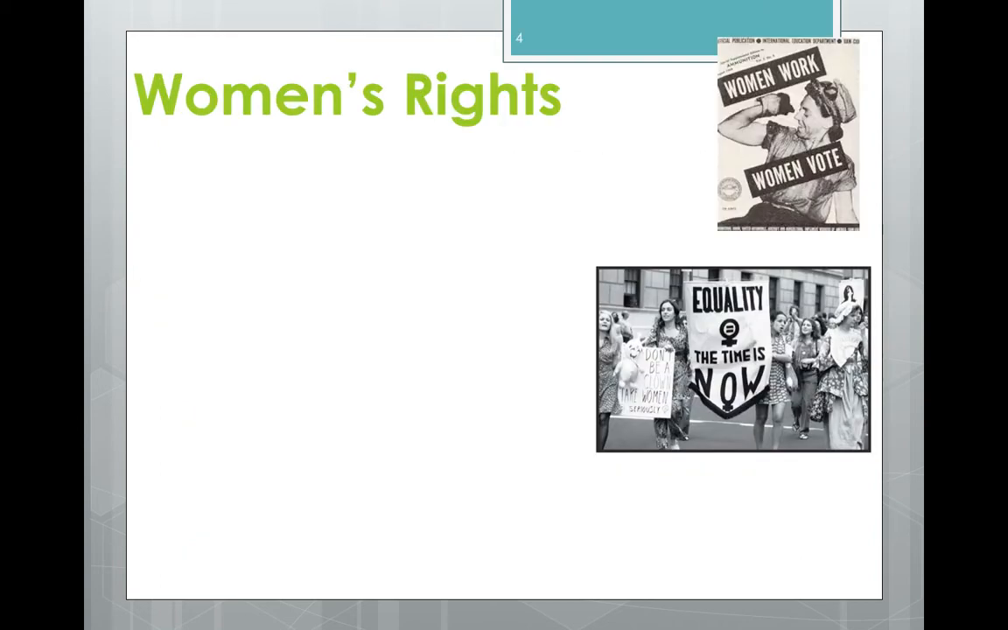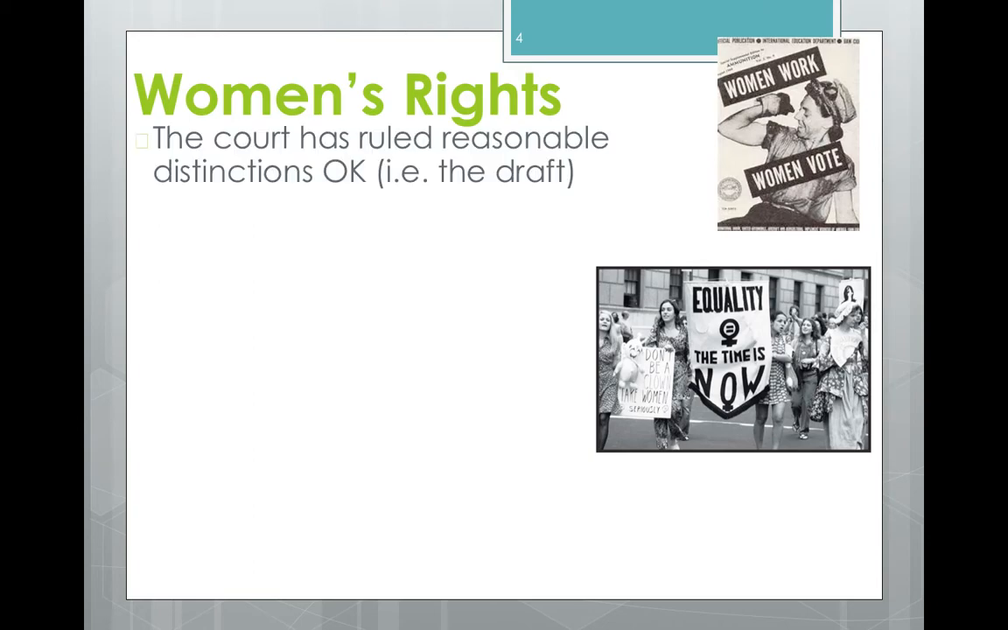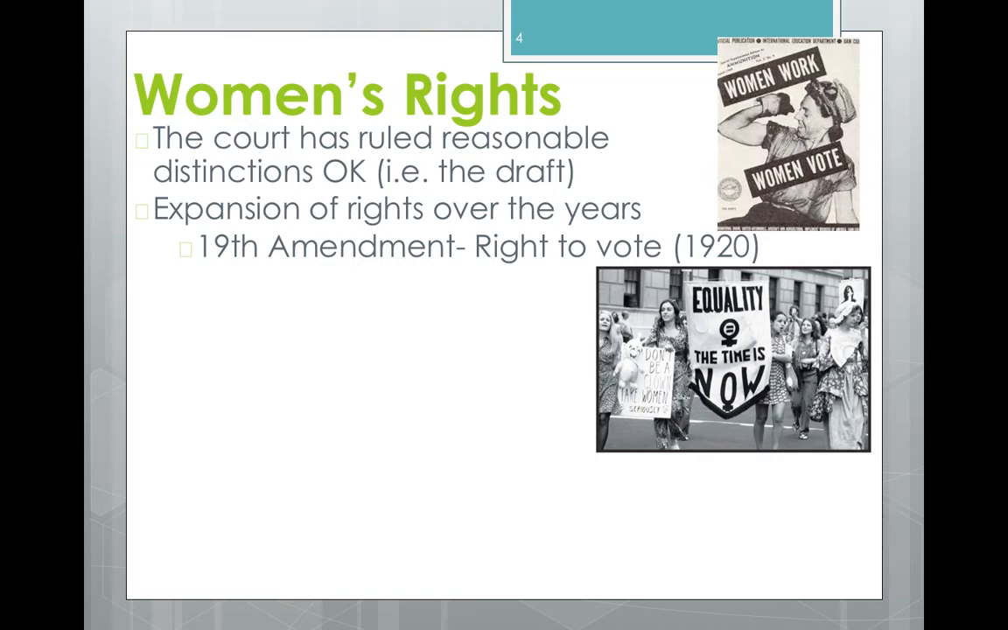What about women's rights? Women's rights is also a civil rights issue. The court has ruled reasonable distinctions okay. For example, the draft. So if there's a reasonable distinction, for example, a daycare can be just for females versus males, or the draft only applies to males and not females as well. Expansion of the rights over the years. The 19th Amendment was the first big landmark movement: the right to vote, 1920.